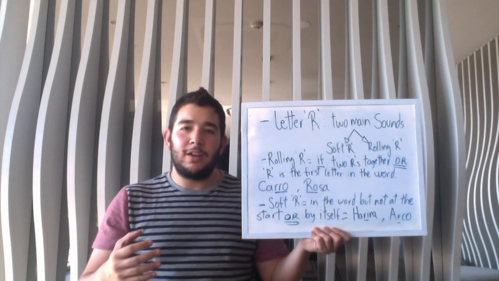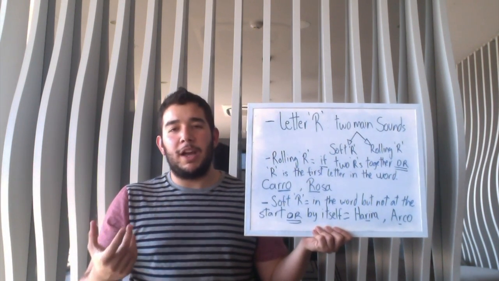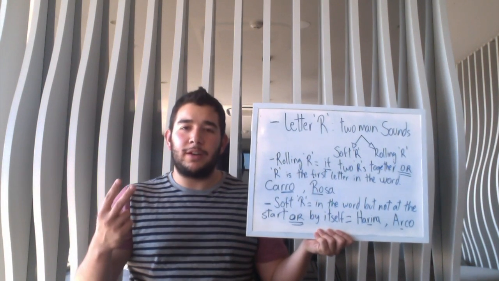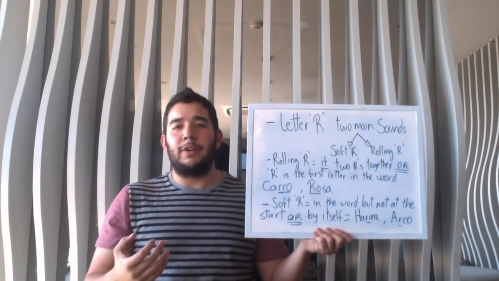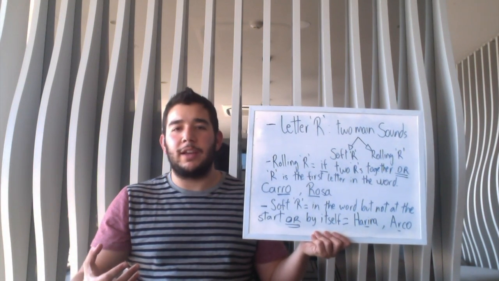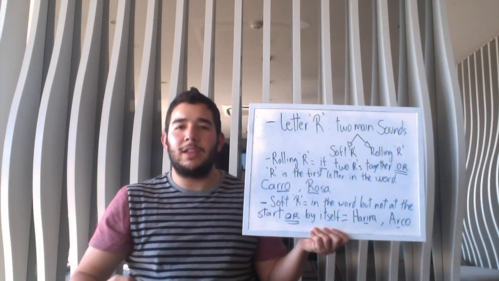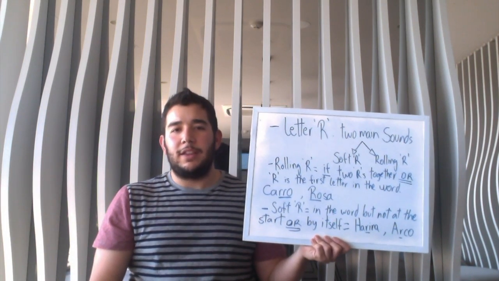So the rolling R is the R sound, right? We'll have that sound if we have two R's together in a word, or if the R is at the start of the word. So for example, if we have words like carro and rosa, you'll be making that R sound.